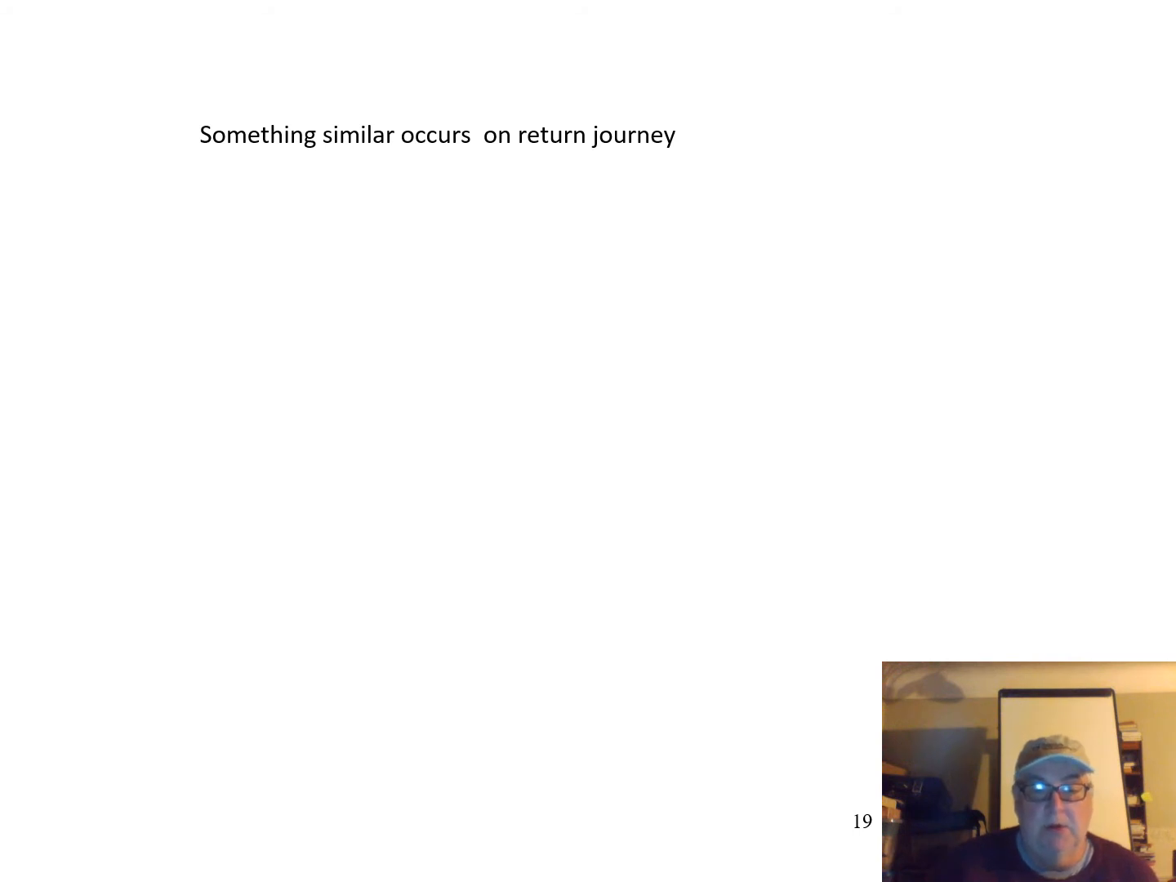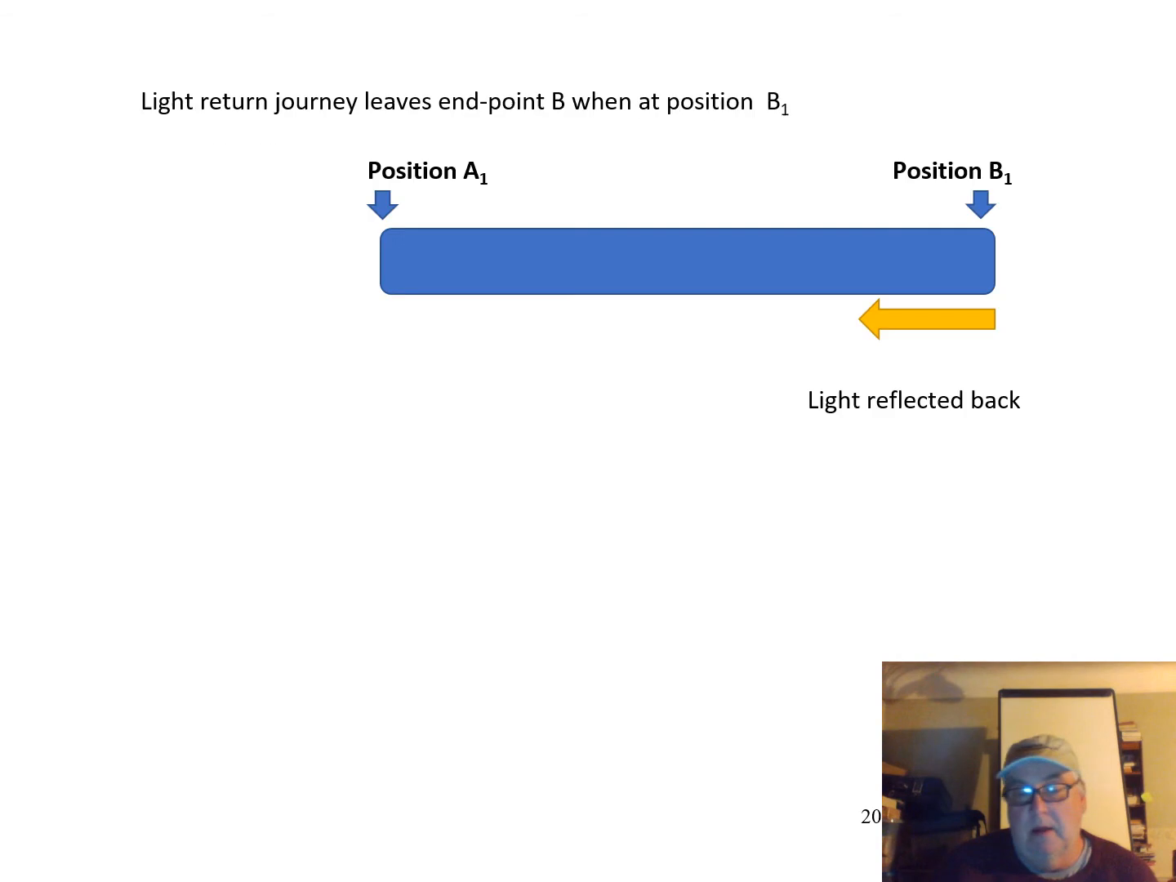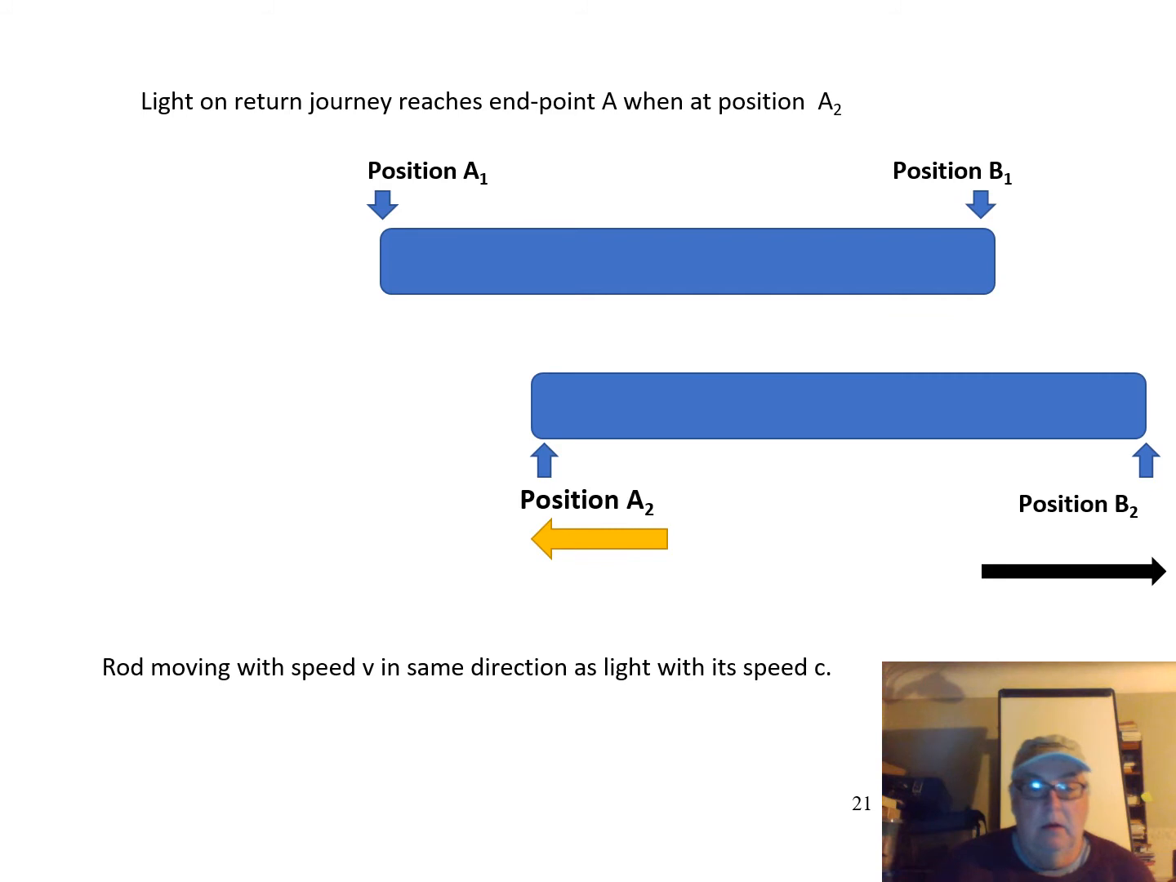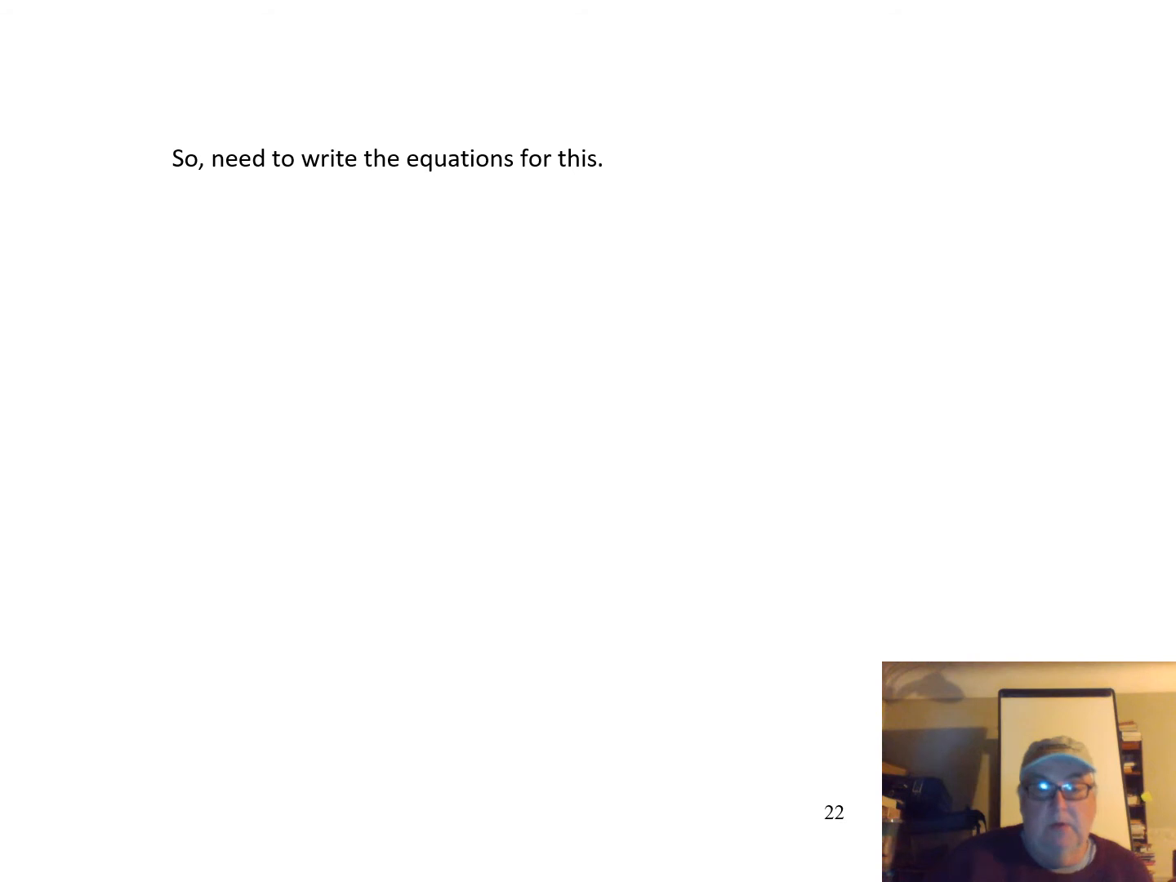Something similar occurs on the return journey, and the return journey is this. The light bounces back from position B subscript 1 and gets reflected back to endpoint A. Light on the return journey reaches endpoint A when it's at position A subscript 2. So we need to write the equations for all of this.